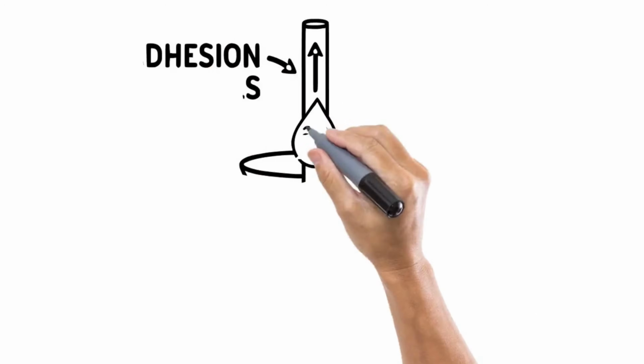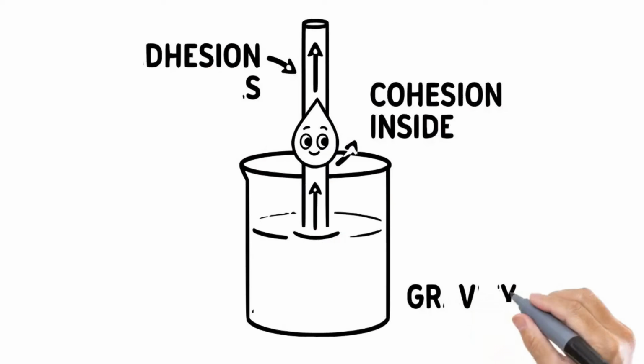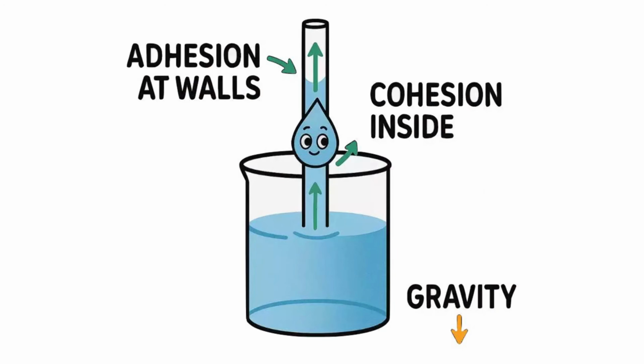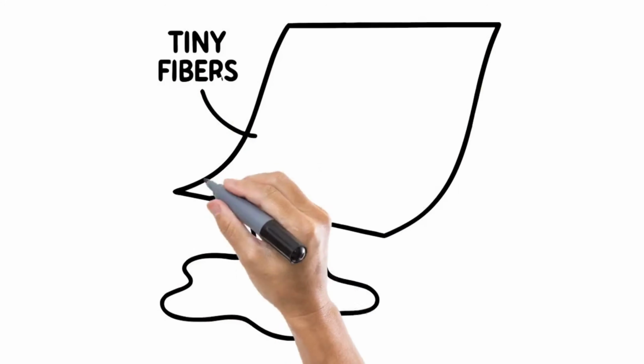Picture a thin glass tube dipped in water. Adhesion pulls water up the tube's sides, while cohesion drags more water molecules along. Because the tube is so narrow, gravity loses the tug of war, and the water level inside becomes higher than outside. So, how does capillary action work in everyday life?